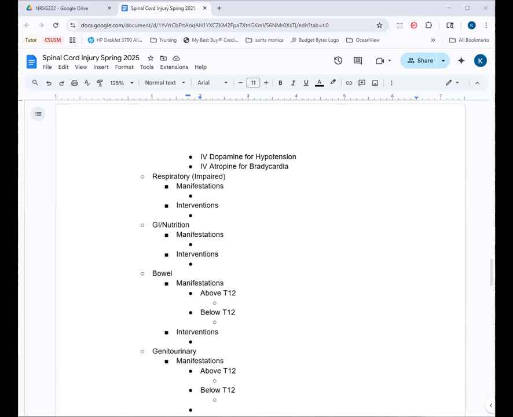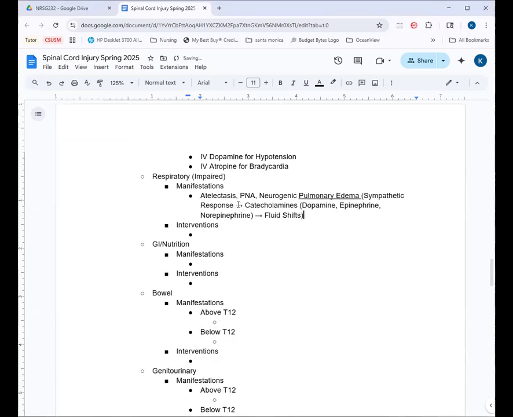Big bad lung stuff. Let's see, manifestations, copy paste. I love doing that. Atelectasis, pneumonia, neurogenic pulmonary edema. This is some patho mumbo jumbo that Diego likes to put. Something about some kind of sympathetic response causes catecholamines, and those catecholamines cause fluid shifts. Weird stuff. I know he would explain it better than me. Forgive me on that one. I just know that it happens, to be honest with you.